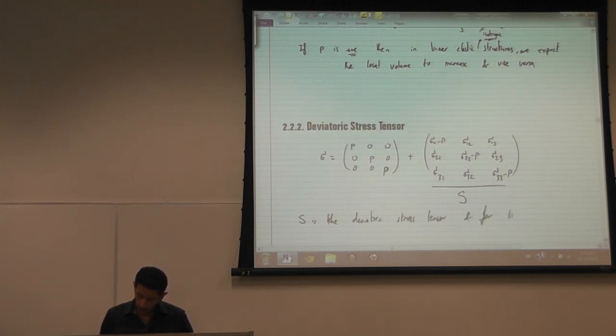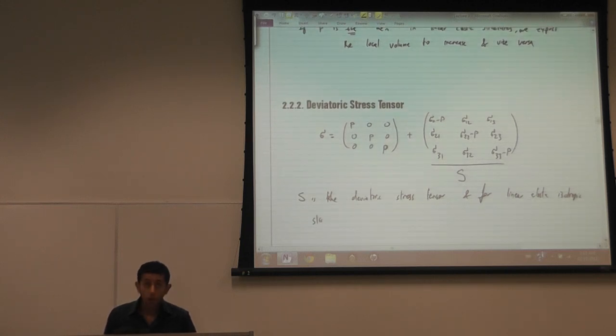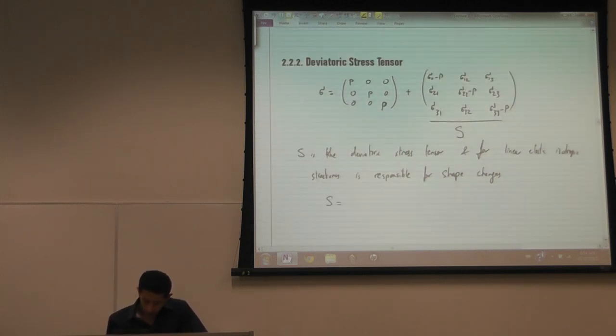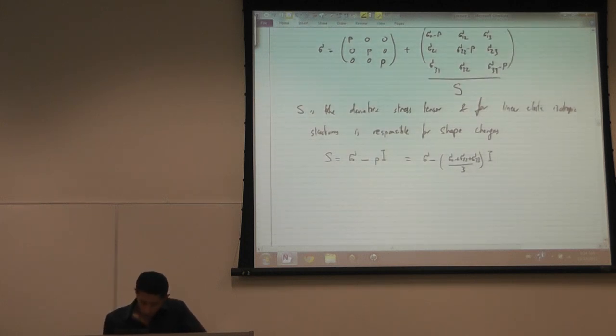and for linear elastic isotropic structures, it is responsible for shape changes. So S is equal to the stress matrix minus PI, where P is equal to sigma 11 plus sigma 22 plus sigma 33 over 3, multiplied by I. Or in component form, you can say that Sij is equal to sigma ij minus 1 over 3 sigma kk delta ij.